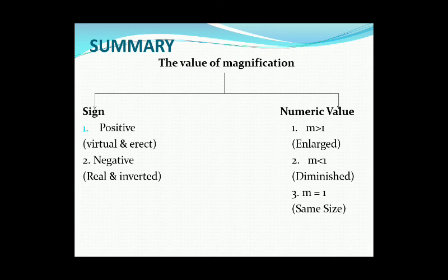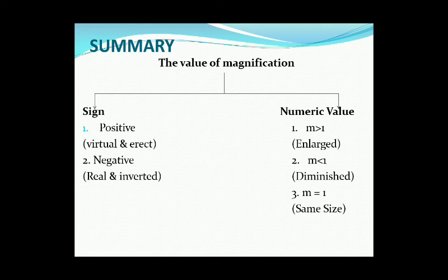Now, let us again summarize all the points. The value of magnification is divided into two parts: sign and its numeric value. Sign may be positive or negative. If the sign is positive, then blindly you have to write virtual and erect. If the sign is negative, then understand the image formed is real and inverted.